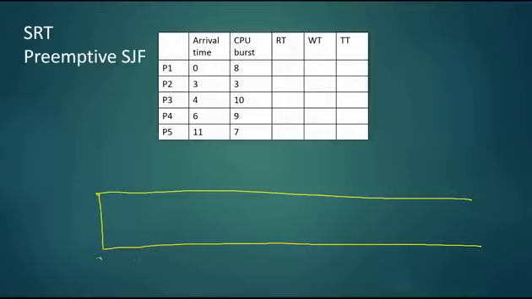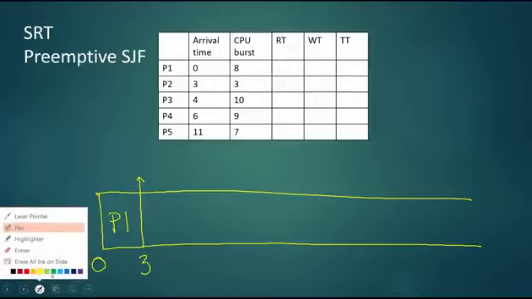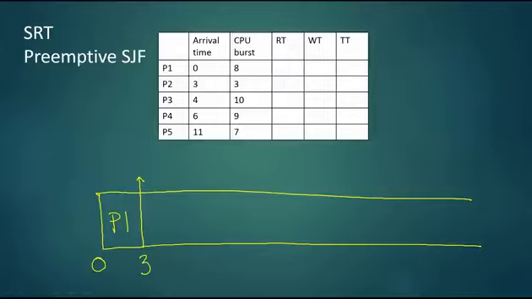So let's get started. So at time 0, we start with P1. Now P1 has a CPU burst of 8 time units. And what's going to happen is at time 3, we're going to have the arrival of P2. And when P2 arrives, it's going to preempt P1 because at time 3, P1 has 5 time units left of its CPU burst, and P2 has only 3 time units of CPU burst.